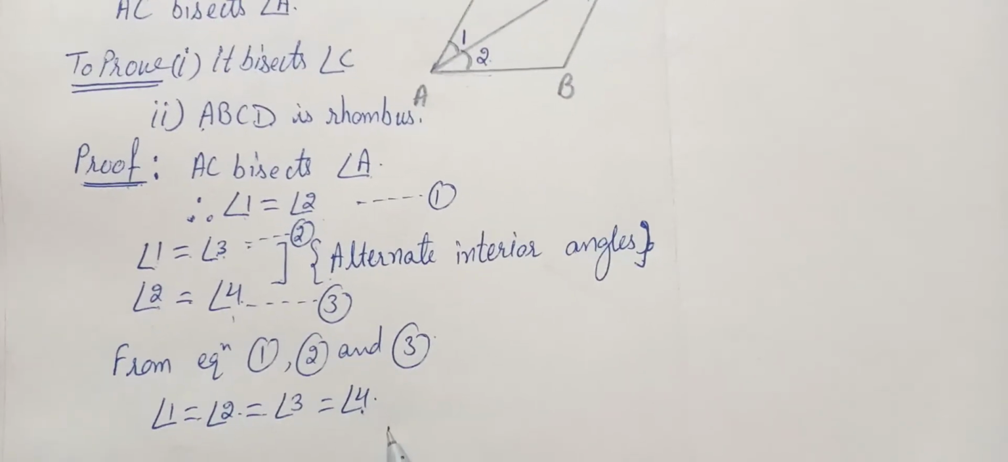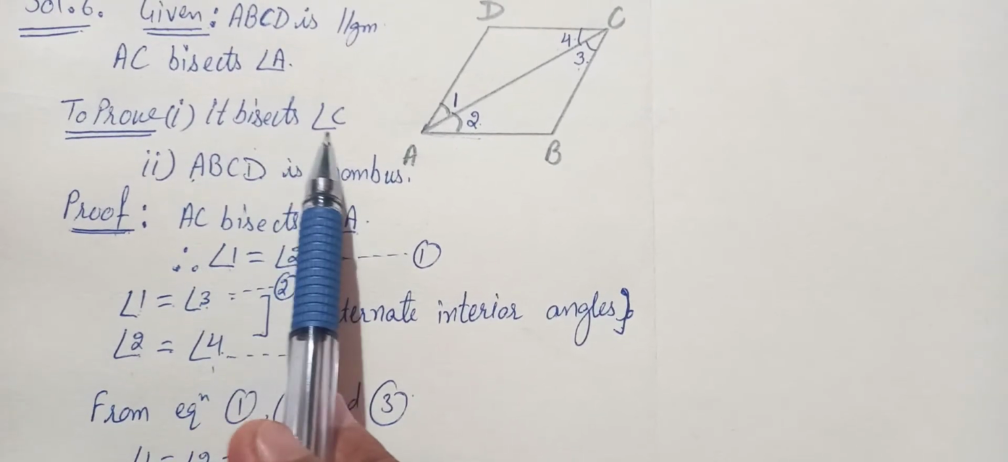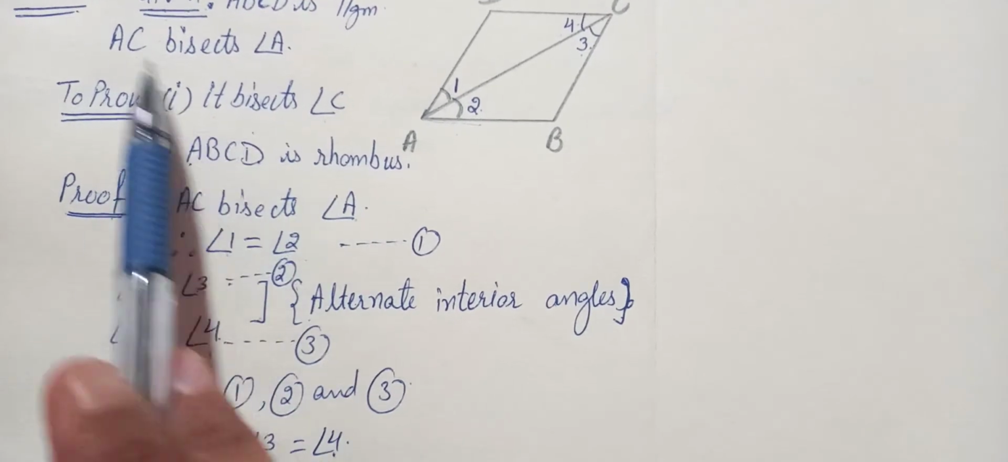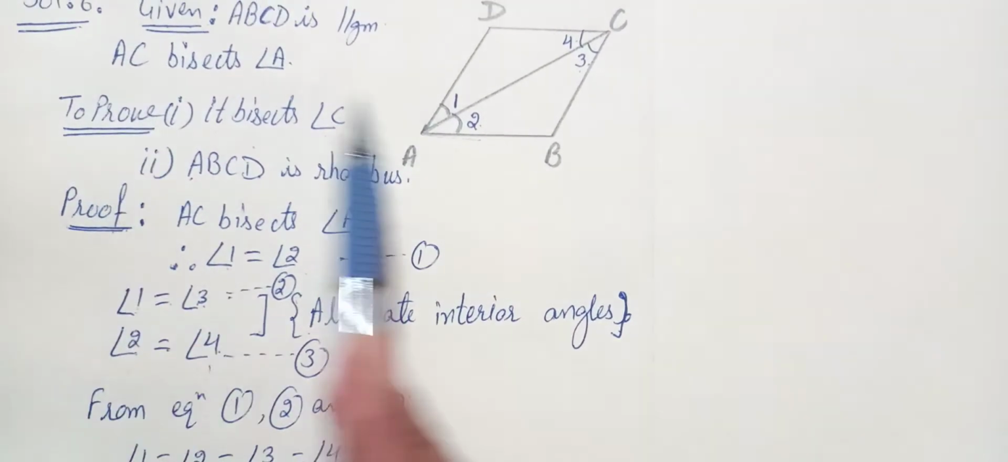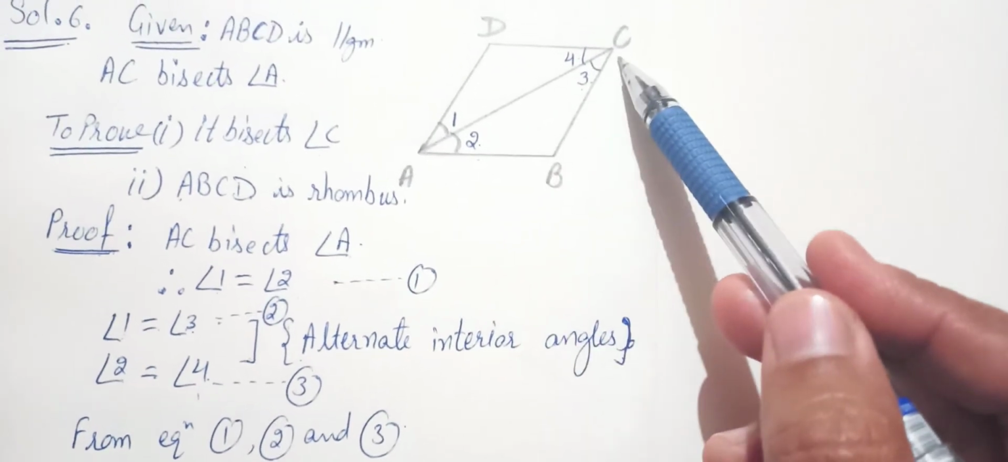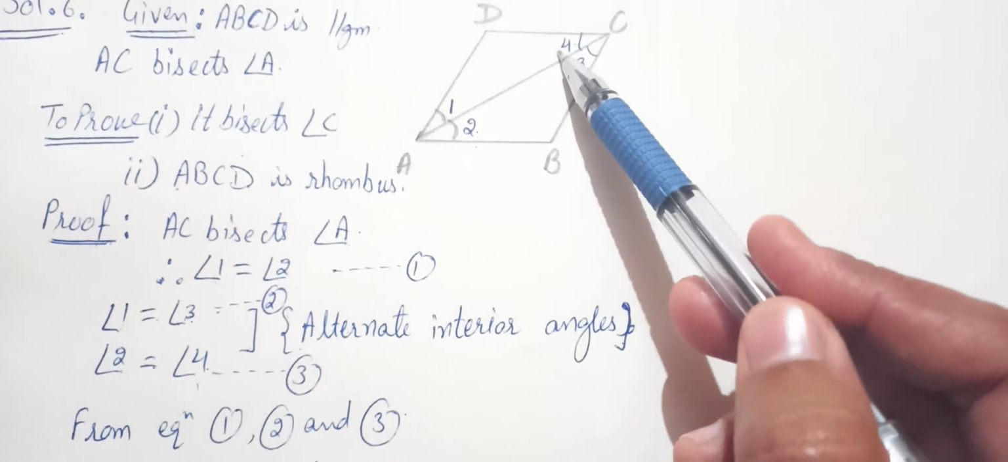Our first part to prove was that AC bisects angle C. So we have to prove that AC is bisecting angle C. If we have to prove that this AC is bisecting angle C, then we have to prove that angle 3 is equal to angle 4.